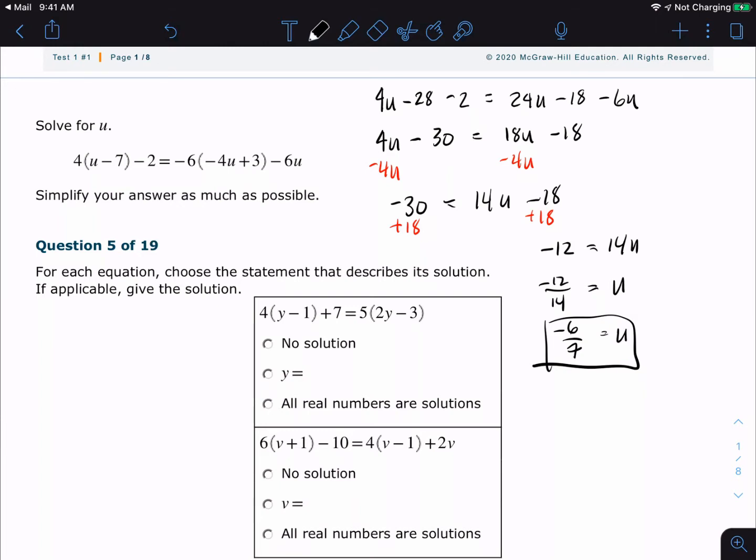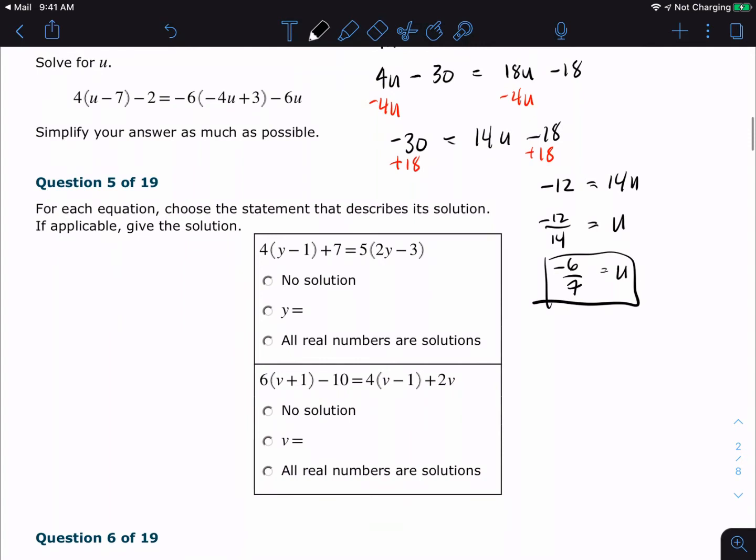Okay, let's go on to number 5. What we're doing is, this is the actual problem, and this is the actual problem. And then we need to decide if it's a solution or not. So on that first one, I'm going to distribute. So I'm going to get 4y minus 4 plus 7 is equal to 10y minus 15. So then it's going to be 4y plus 3 is equal to 10y minus 15.